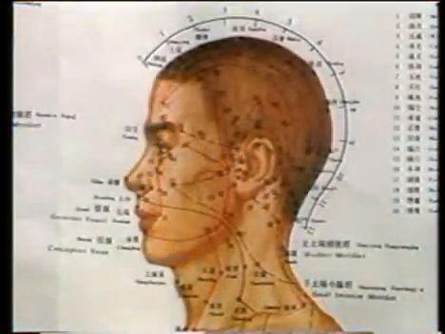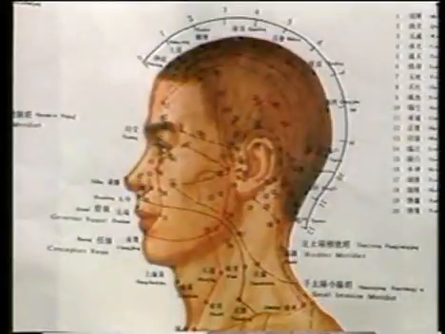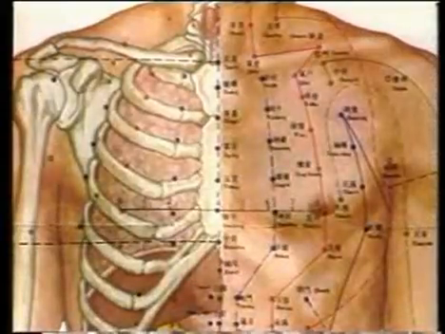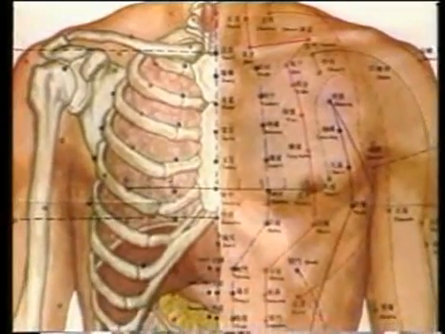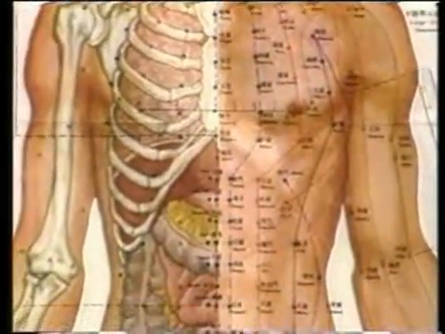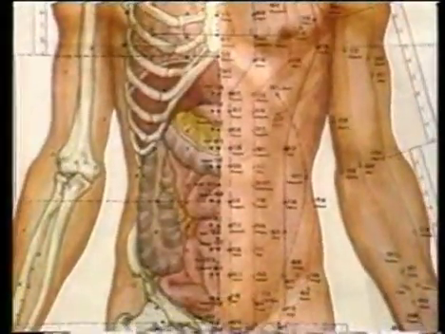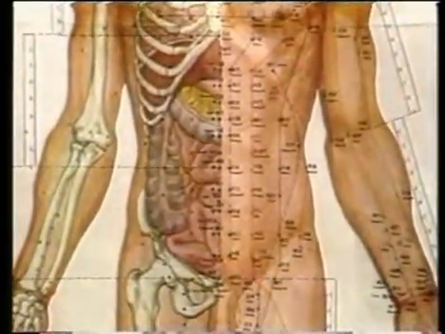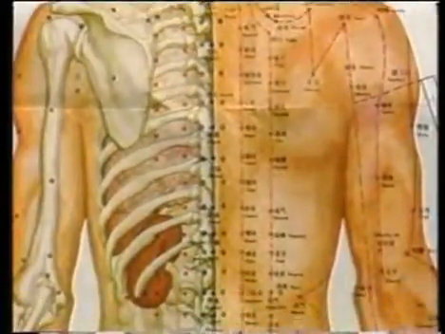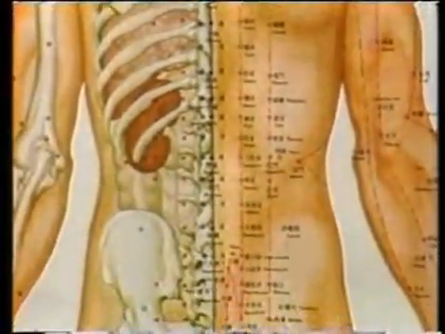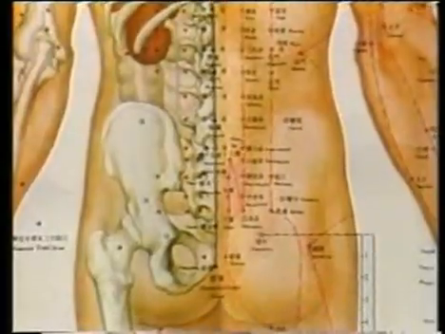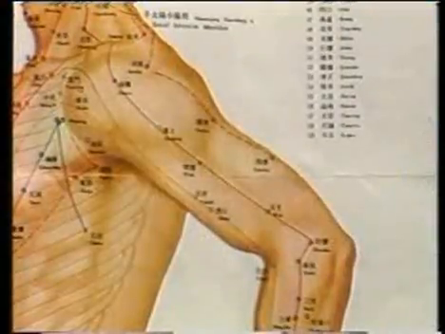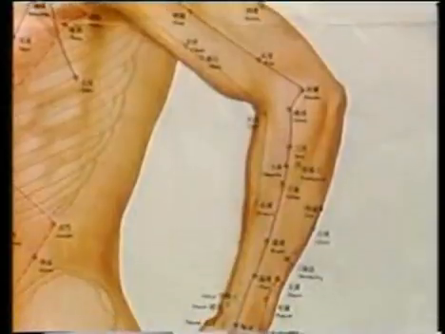3. Classification according to the locations of points. According to the locations of points, there are points on the head and neck, points on the abdomen and chest, points on the back and lower back, and points on the upper and lower limbs.